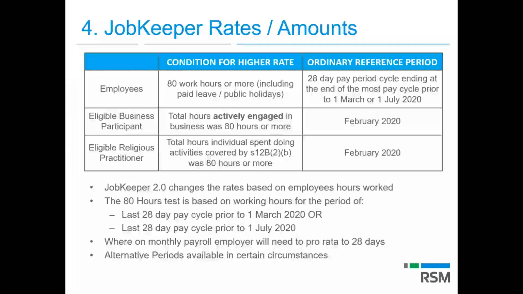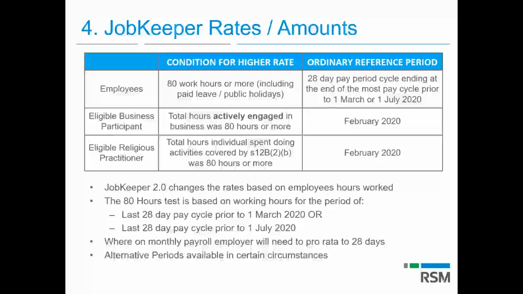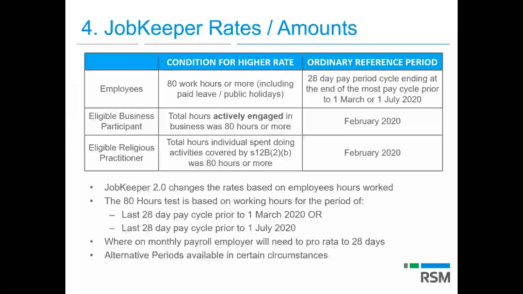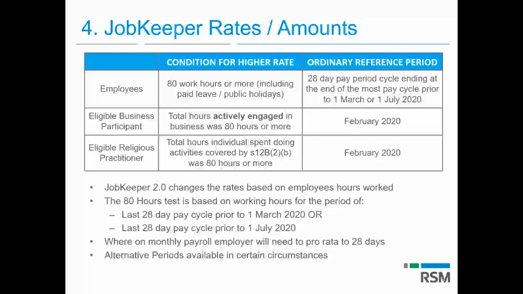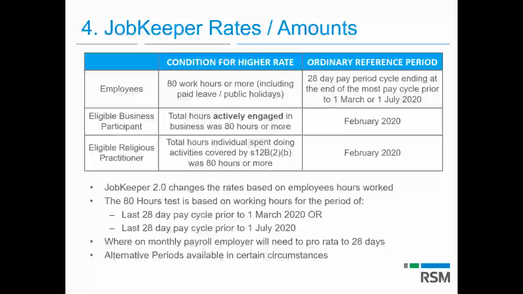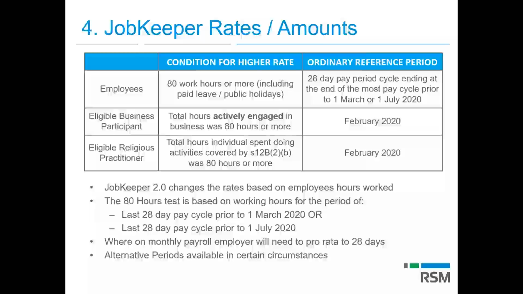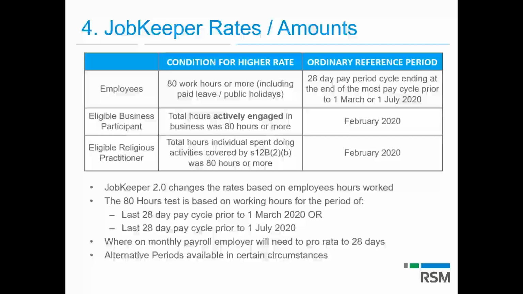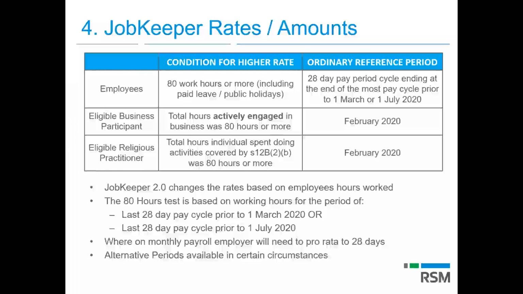Paid annual and sick leave and public holidays are included as hours worked. However, unpaid leave is not included. For eligible business participants to be eligible for the higher rate, they must also provide to either the entity, if they're operating through a company or a trust, or to the commissioner if they are a sole trader, a declaration in the approved form. And this is very important. Eligible business participants will not be eligible for the higher rate unless this declaration is provided.